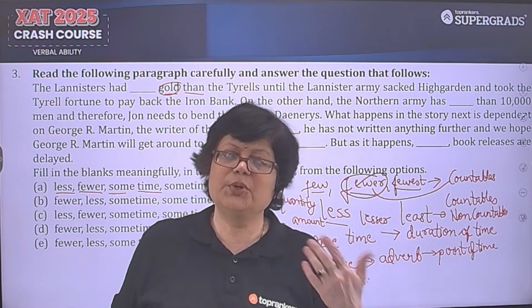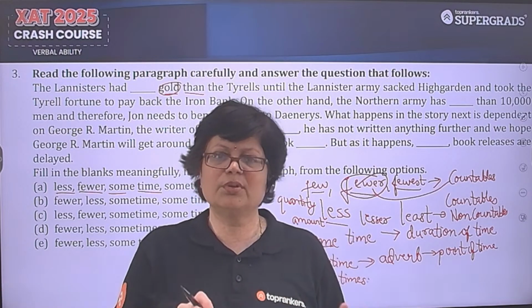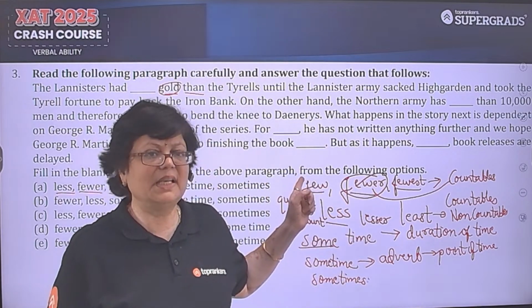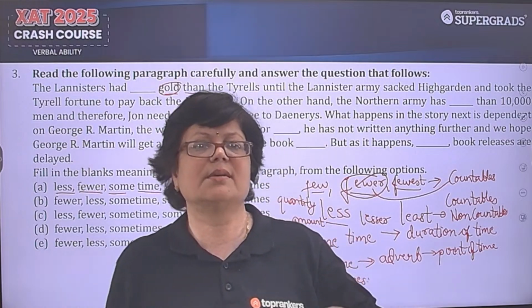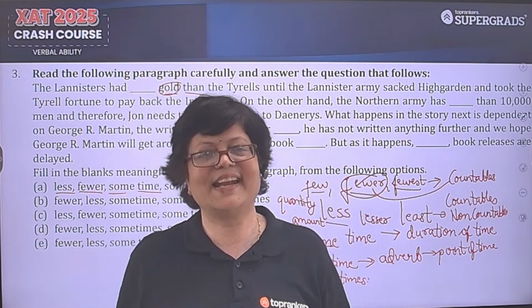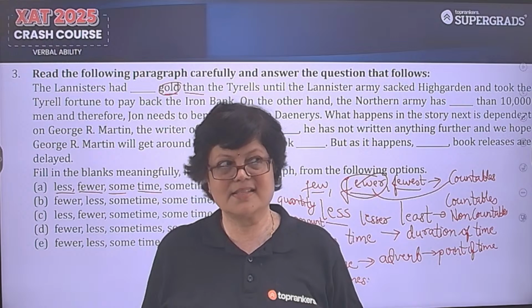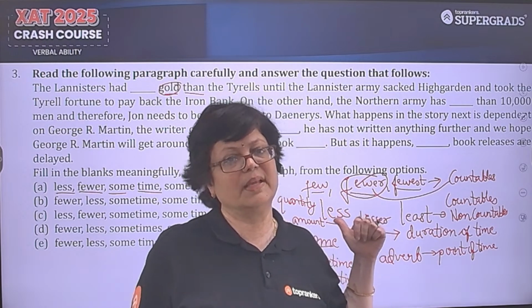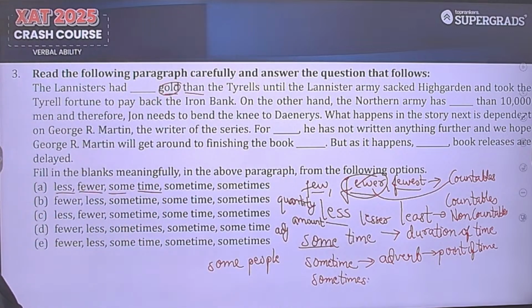So can we use fewer here? Fewer, few, we cannot use here because we cannot count. Of course, had the sentence been like this, some grams of gold or some kilograms of gold, so to say, right? Anything is possible for the kings and the queens. But a measurable quantity is not being mentioned here. So what do you find? The Lannisters had less gold than the Tyrells. Okay. You cannot use fewer here.